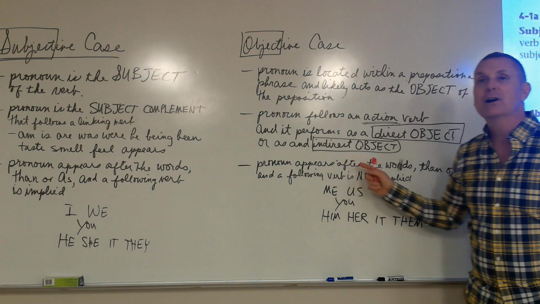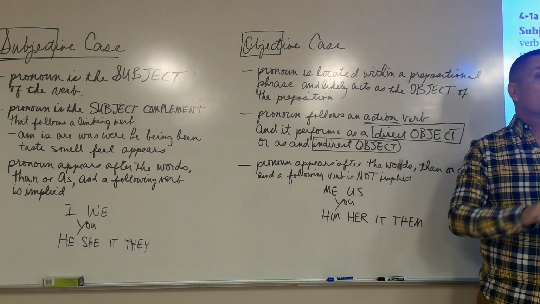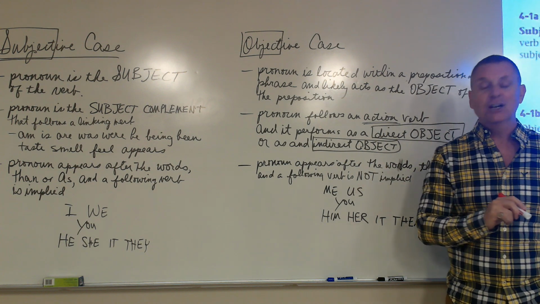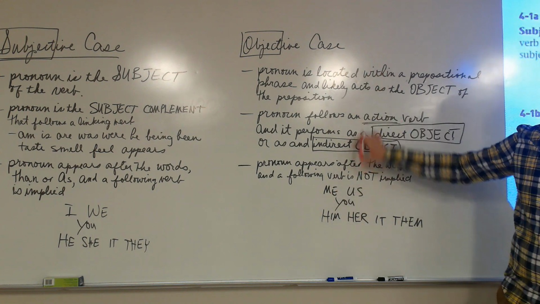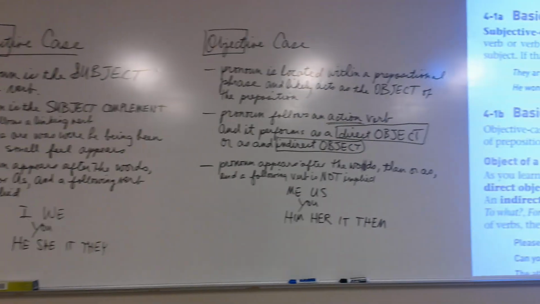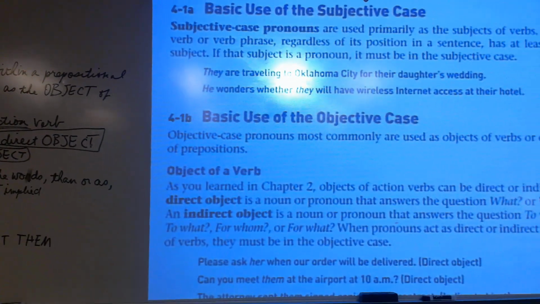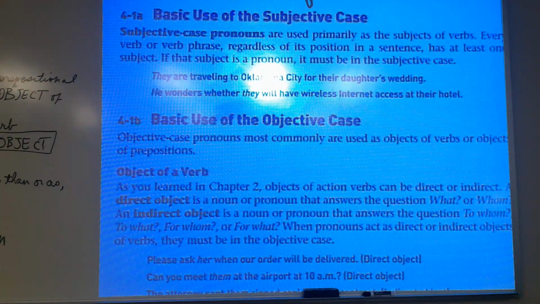If the pronoun appears after the words than or as and a following verb is not implied, use an objective case pronoun: me, us, you, him, her, it, them. So hopefully you'll find some use in these rules right here that will be paramount in your development of developing better grammar skills. Let's kind of go back over that really quickly one more time.